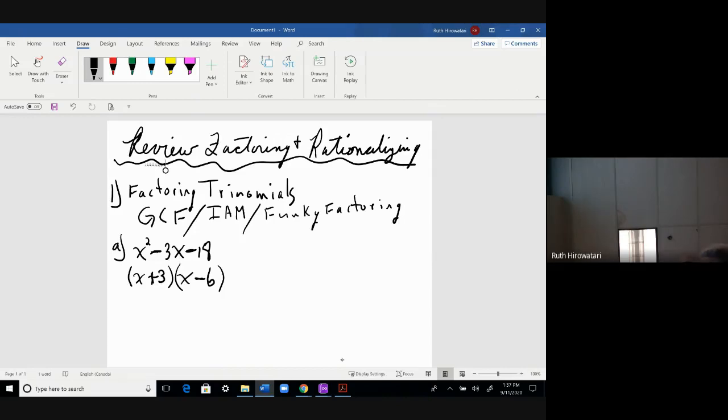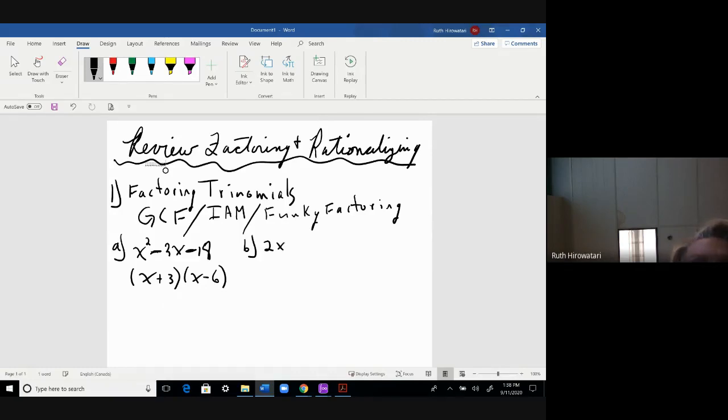And as usual, you always double check this in your head. I will write it out. This gives you x squared, minus 6x plus 3x, and then -18. When I combine like terms, I do get -3x. Check. Just to keep our notes neat, let me write the factors: x plus 3 and x minus 6. Of course, you all checked it before carrying on.